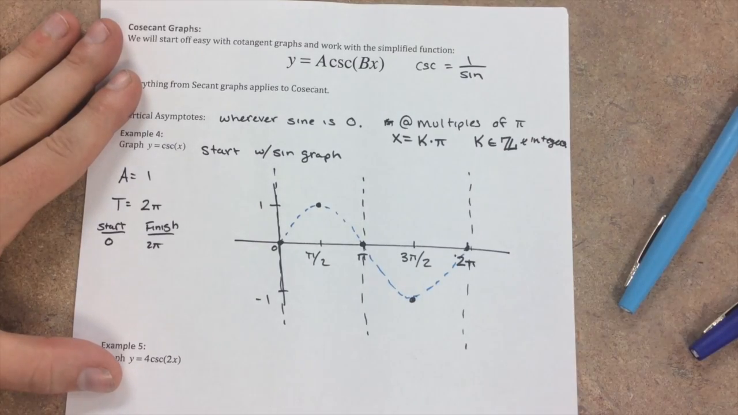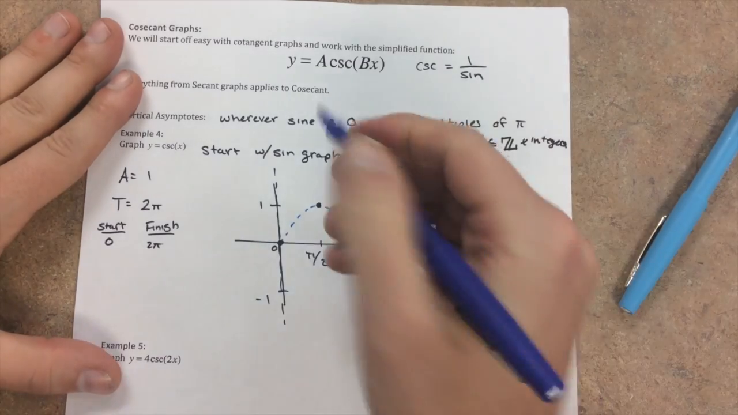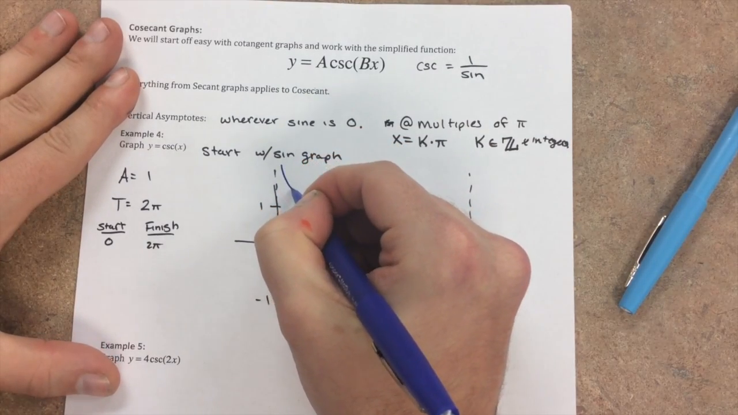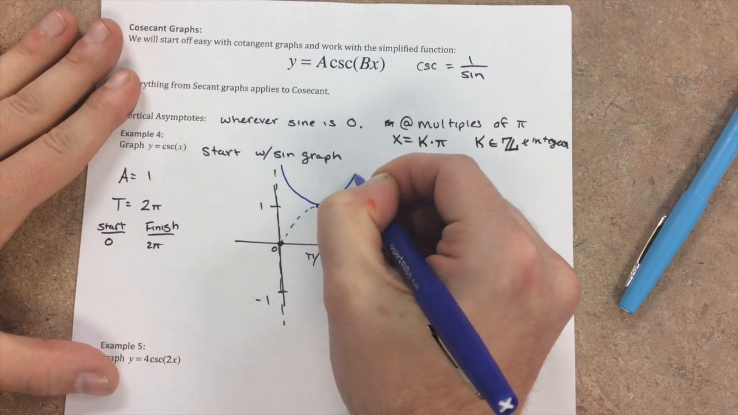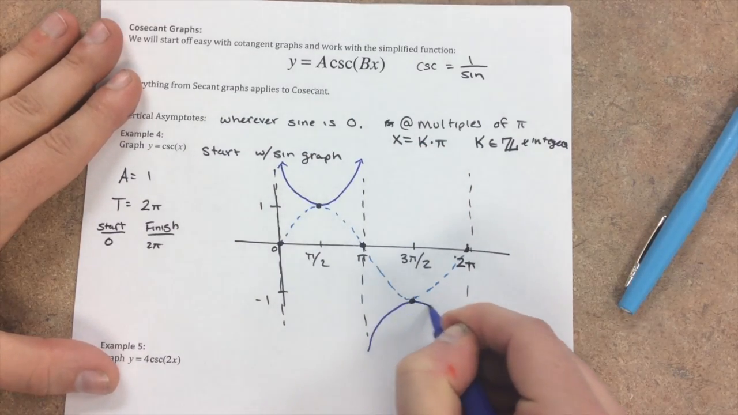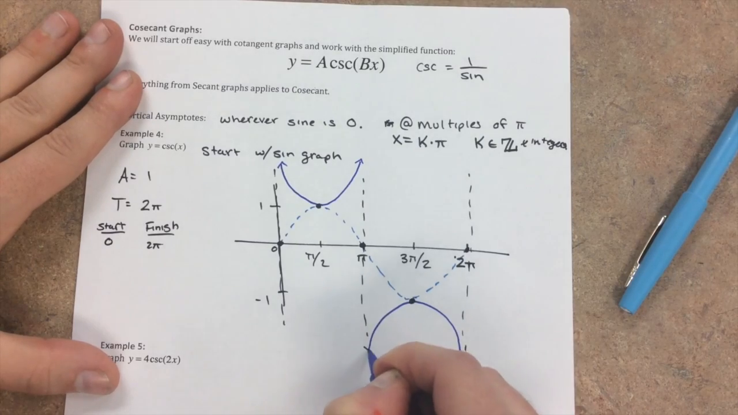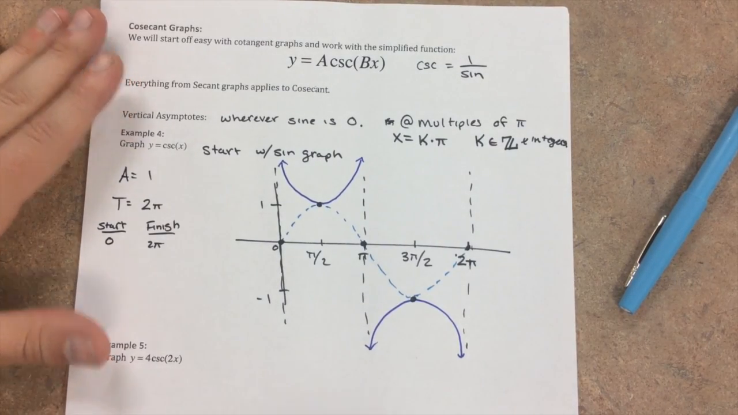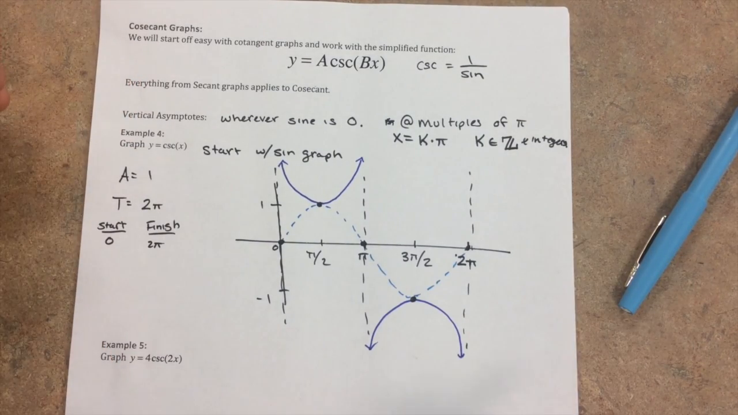So with our blue, our cosecant just sits right on top of our sine curve. And that's how we graph cosecant.